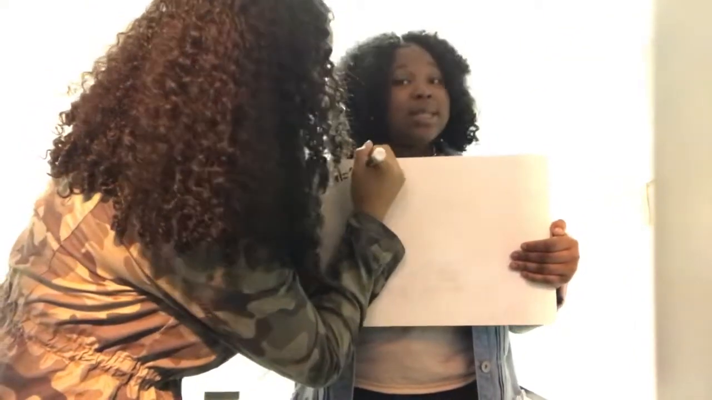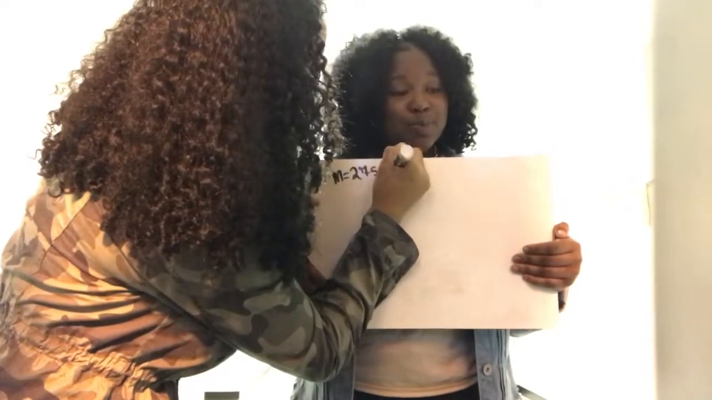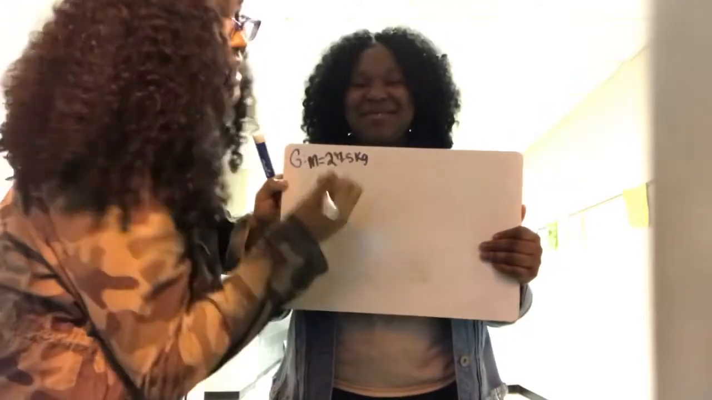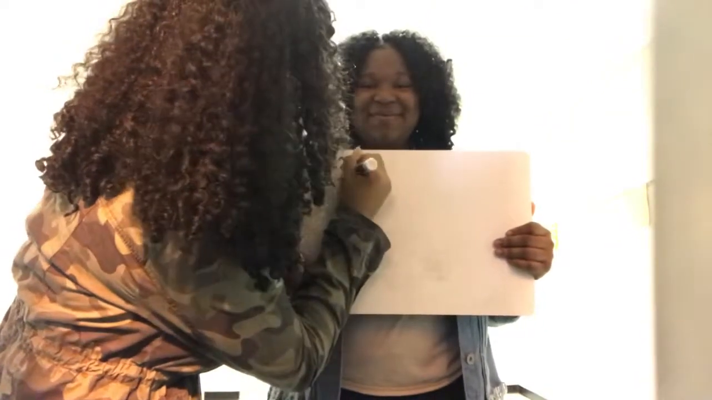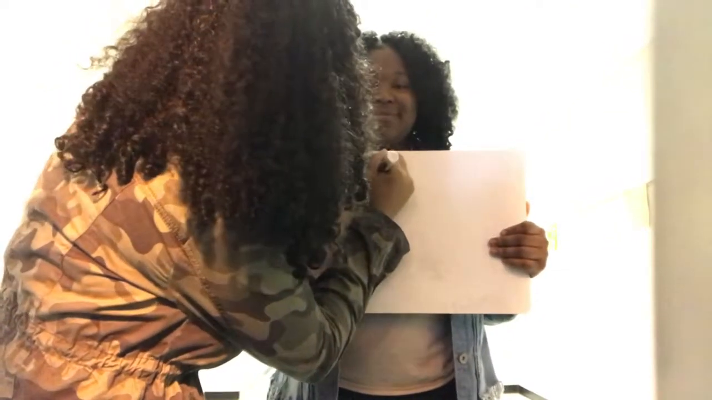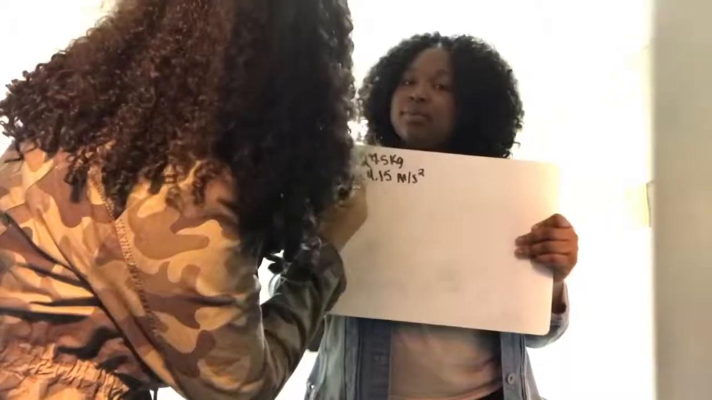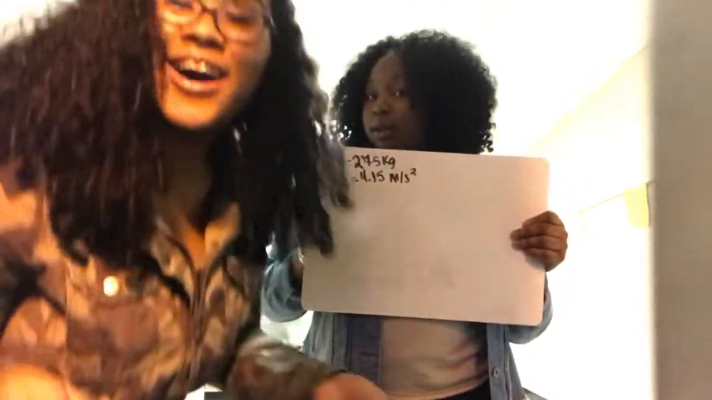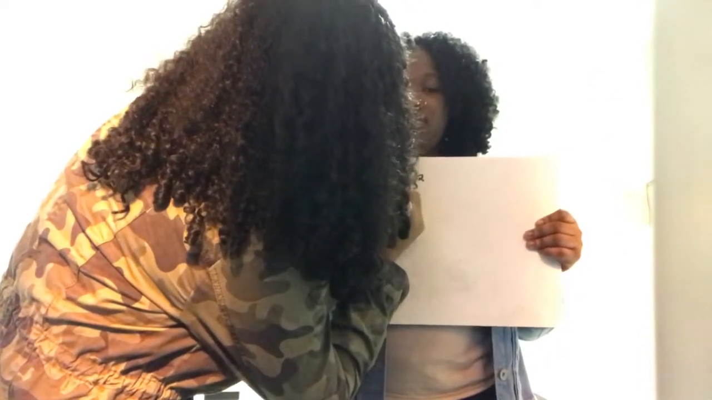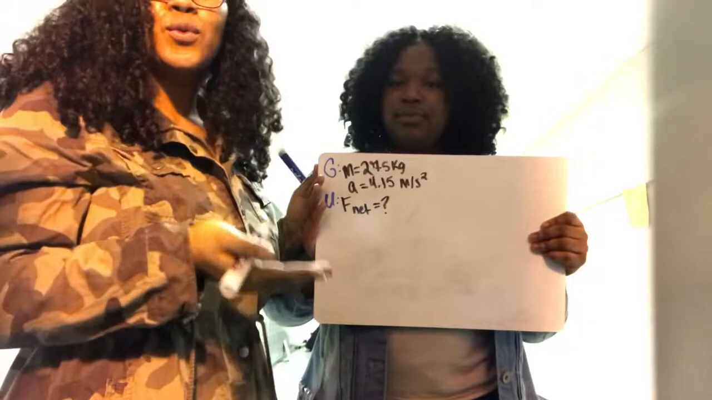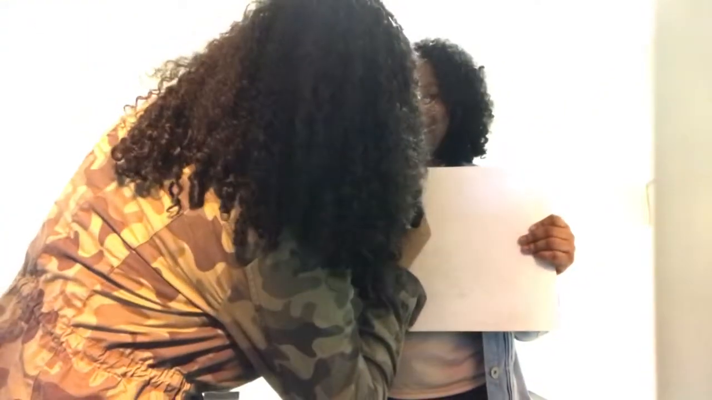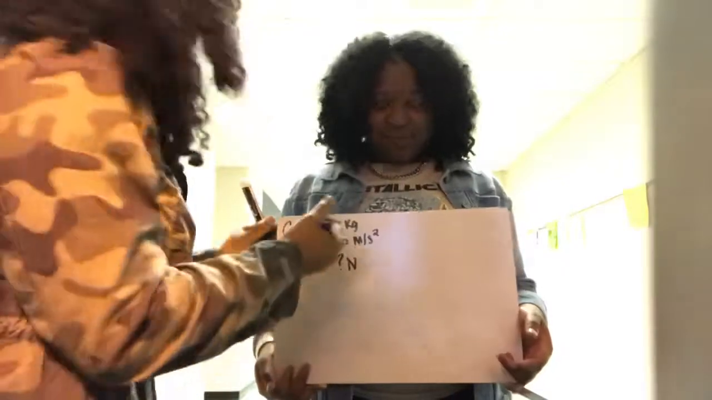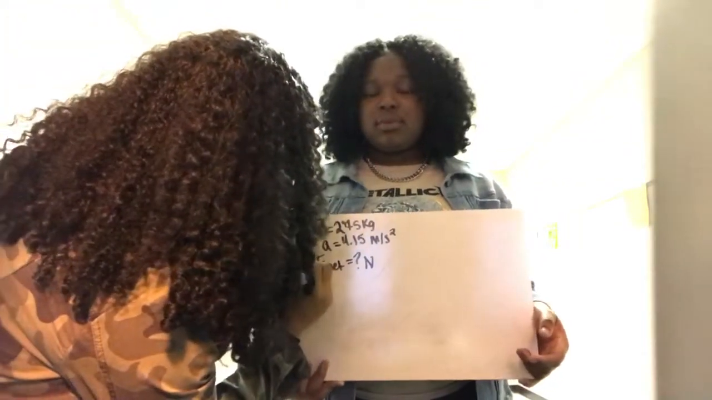Our given values were mass equals 275 kilograms, acceleration, which equals 4.15 meters per second squared. Our unknown in this equation is force net, or force applied. And then we're going to put a question mark and the units you would use for force net: newtons. That's right. Newtons.